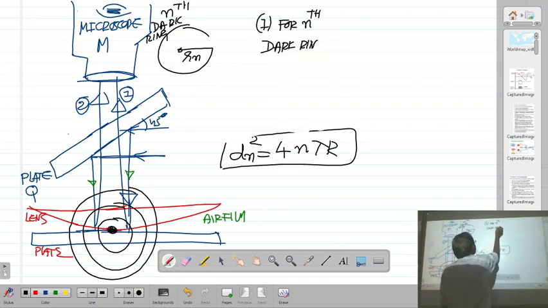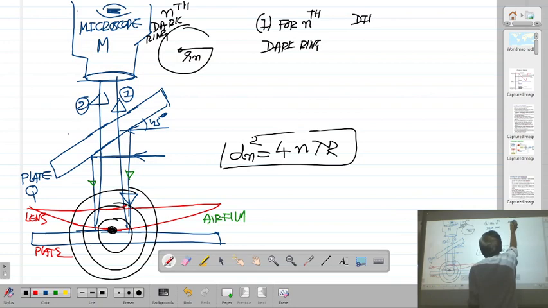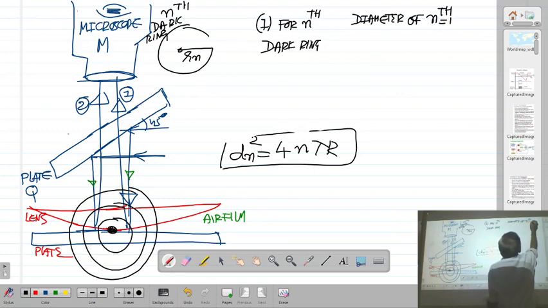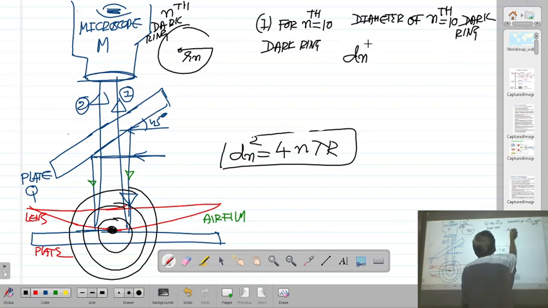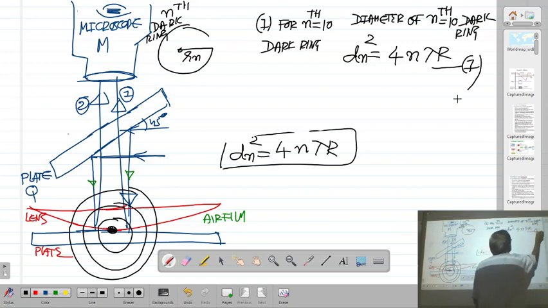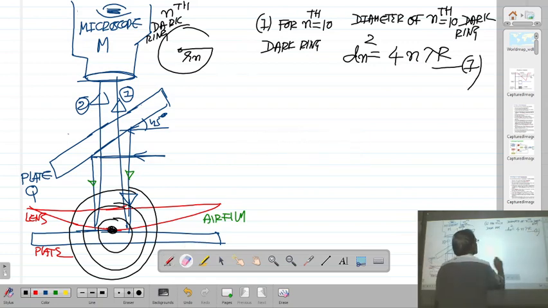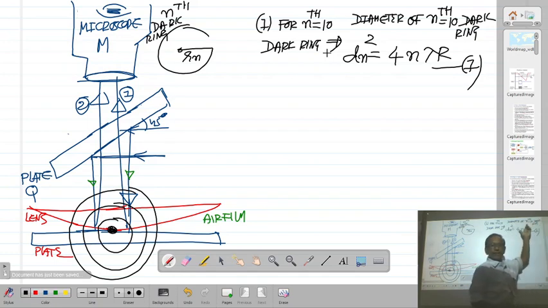For the nth order dark ring, the diameter of the nth dark ring, suppose I take the 10th dark ring, is dn square equal to 4nλR. This is my question number 1. So I have written the equation of the diameter of the nth order dark ring.